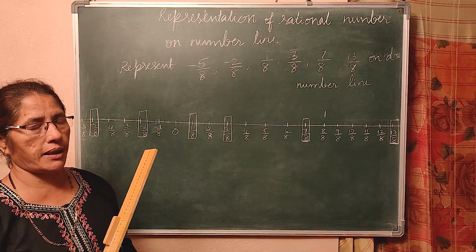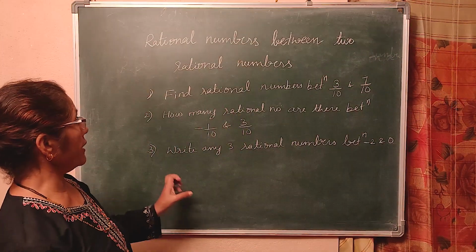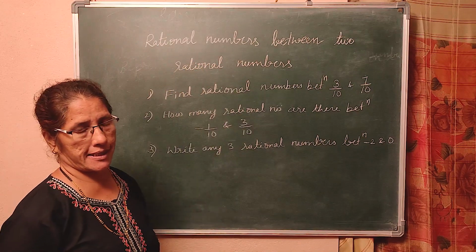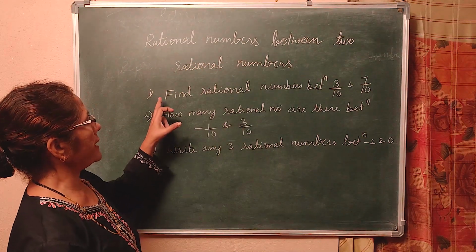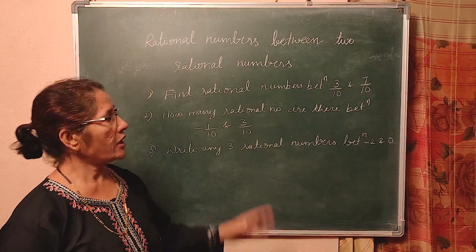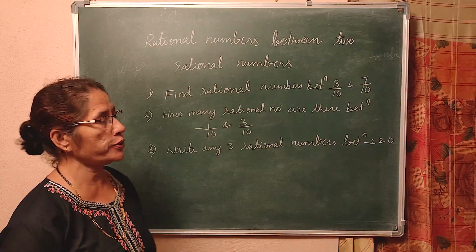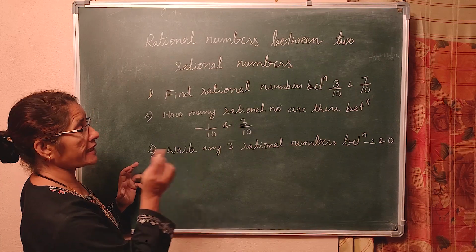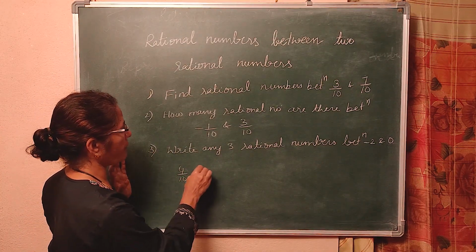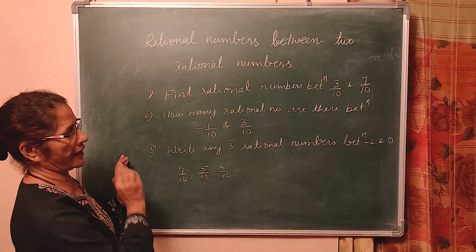So, next let us see how to find the rational numbers between two other numbers. Let me give some examples. Now, I said rational numbers between two rational numbers. They have given the first question. Find the rational numbers between 3 by 10 and 7 by 10. What do you do? Between means 3 by 10 you cannot write. So 4 by 10, comma, 5 by 10, comma, 6 by 10. Do you agree? Yes, you write down like that.